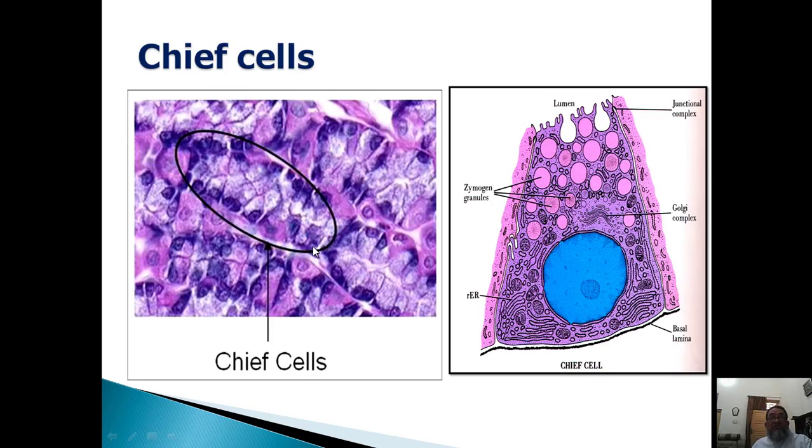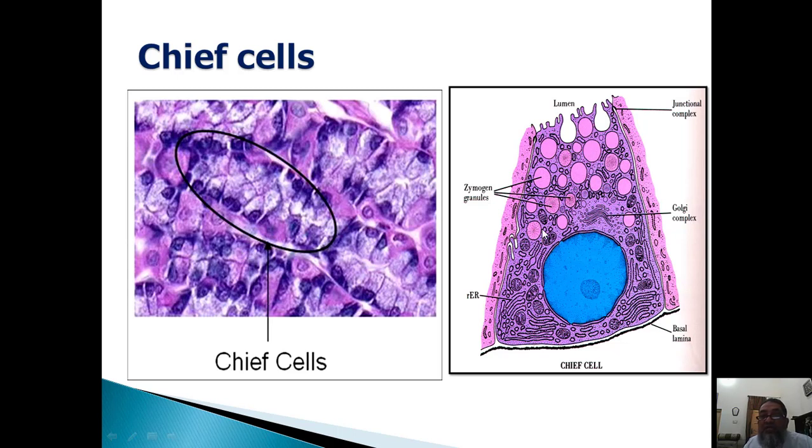Now look at the picture of the chief cell. The chief cell, as the staining indicates, is highly basophilic, because its nucleus is pushed toward the basal side. The cytoplasm contains zymogen granules in the apical zone. Microvilli are there. The endoplasmic reticulum is rough because of protein synthesis. The nucleus has a well-defined nucleolus. Look at the picture, these are the well-defined nucleoli, which are a characteristic feature of ribosomal RNA production. So it is a feature of a protein synthesizing cell.